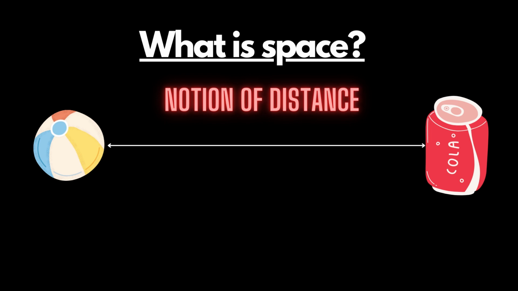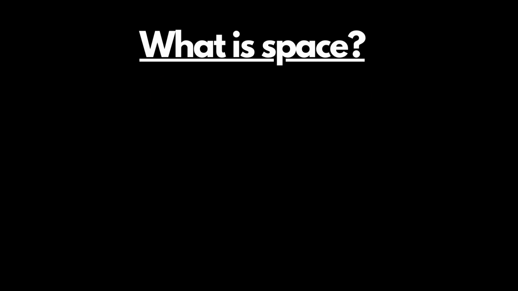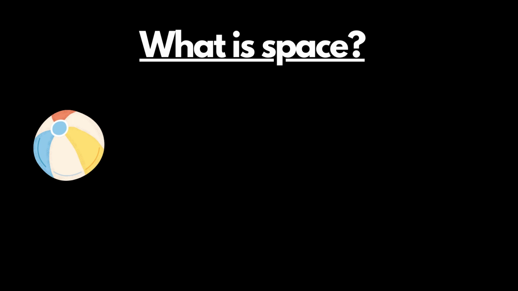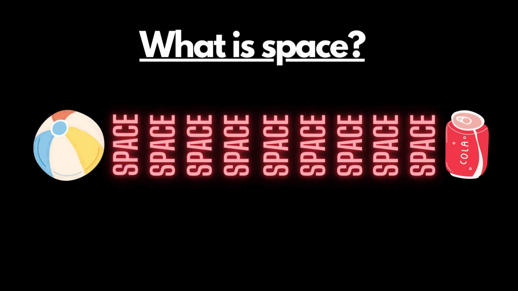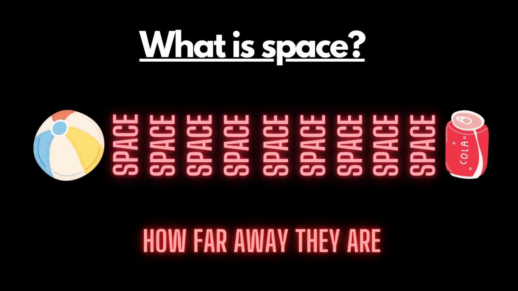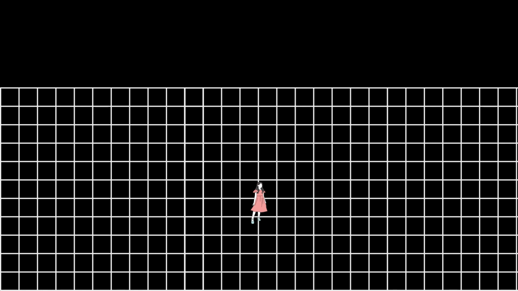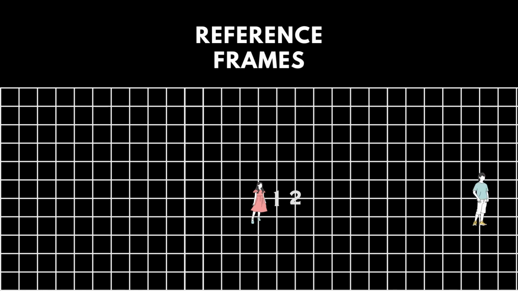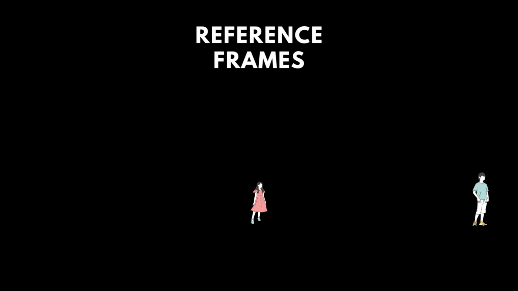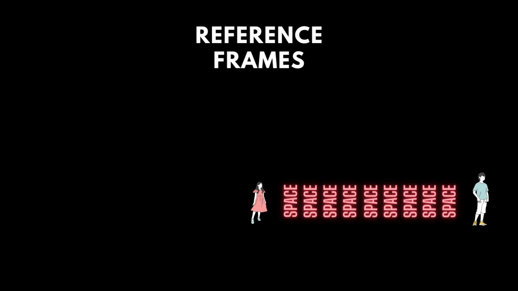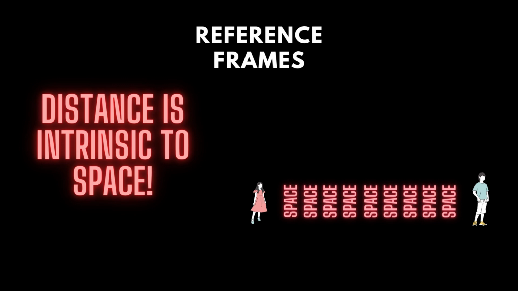Space comes with its very own notion of distance. If we place an object over here and an object to the right of it, then the amount of space in between them tells us how far apart they are from each other. It's very useful to place coordinate systems or reference frames into space, as this helps us count how far away things are more easily. However, this is not strictly necessary, and there is still a notion of distance even when we don't place coordinates there at all.